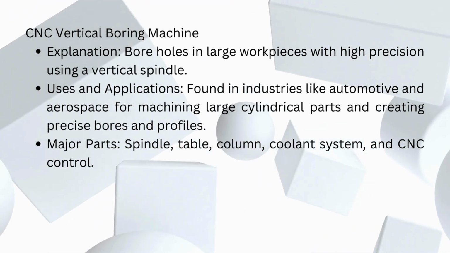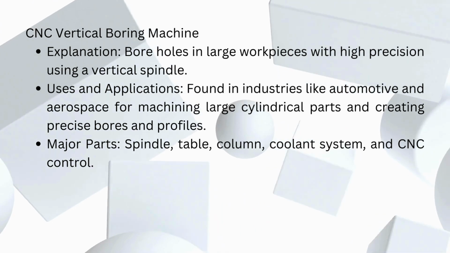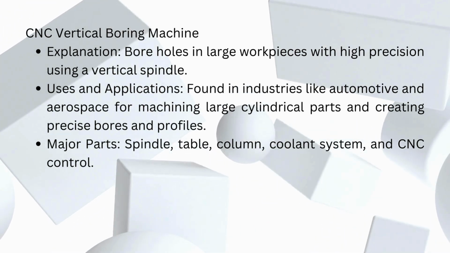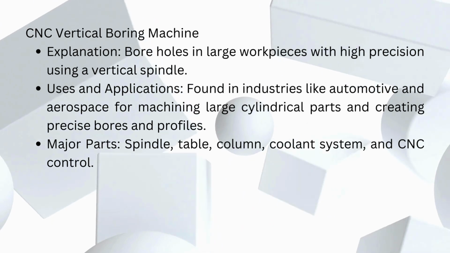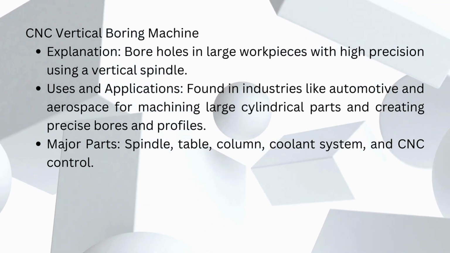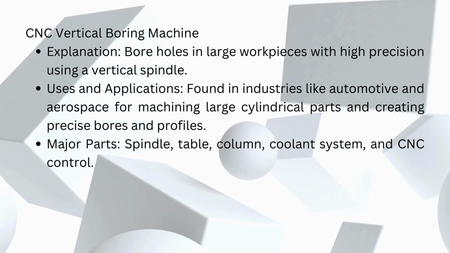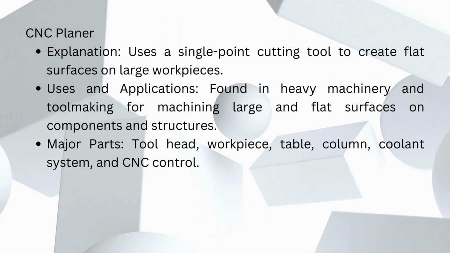CNC vertical boring machine. Explanation: bores holes in large workpieces with high precision using a vertical spindle. Uses and applications: found in industries like automotive and aerospace for machining large cylindrical parts and creating precise bores and profiles. Major parts: spindle, table, column, coolant system, and CNC control.